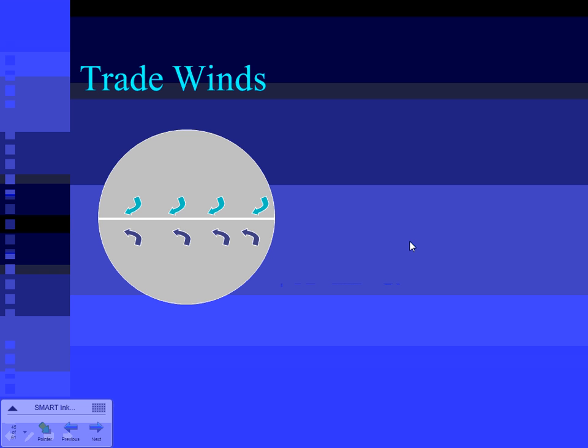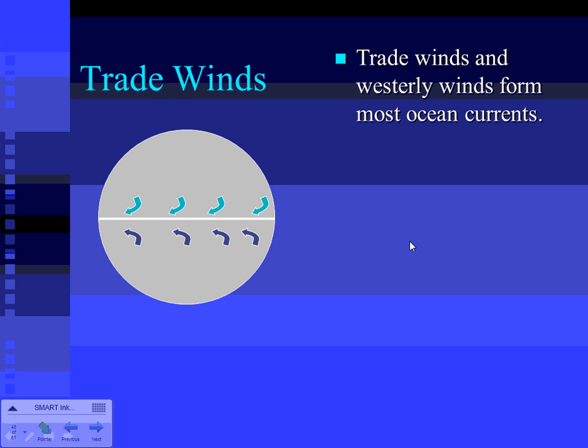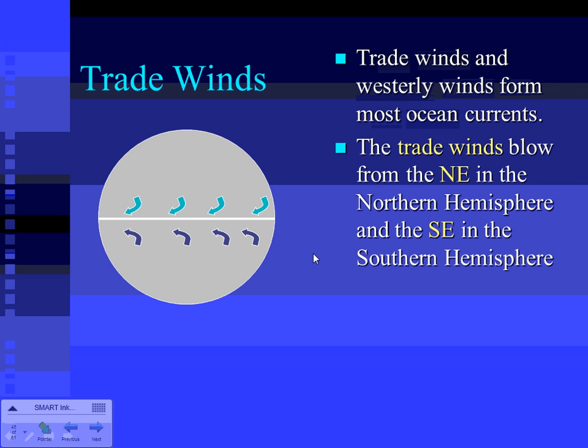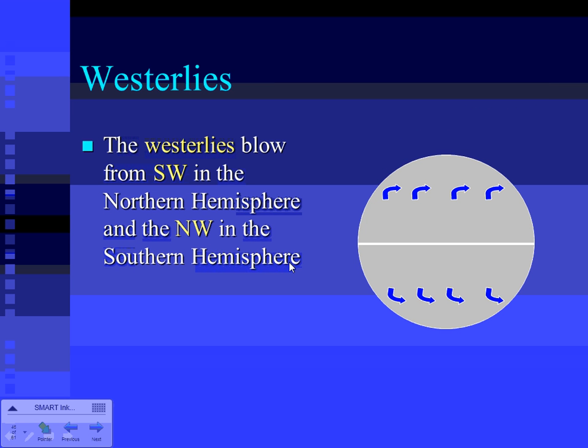And then the trade winds. Talking about the winds, which hopefully you guys have heard of before, at least maybe in social studies. Trade winds and westerly winds form most ocean currents, and you can see where they happen right here around the equator. The trade winds blow from the northeast in the northern hemisphere and the southeast in the southern hemisphere. Taking a look at the arrows, you can see that it's those directions. The westerlies blow from the southwest in the northern hemisphere, and the northwest in the southern hemisphere.